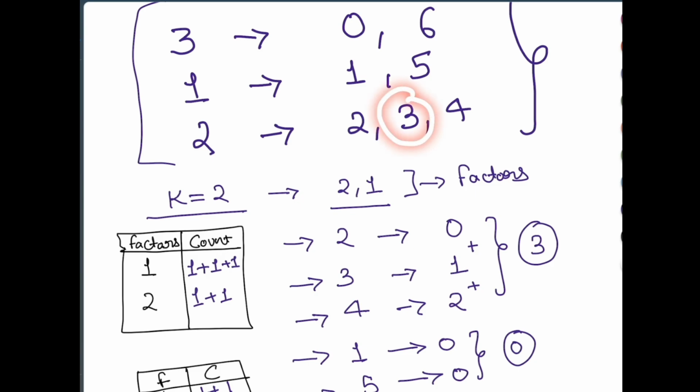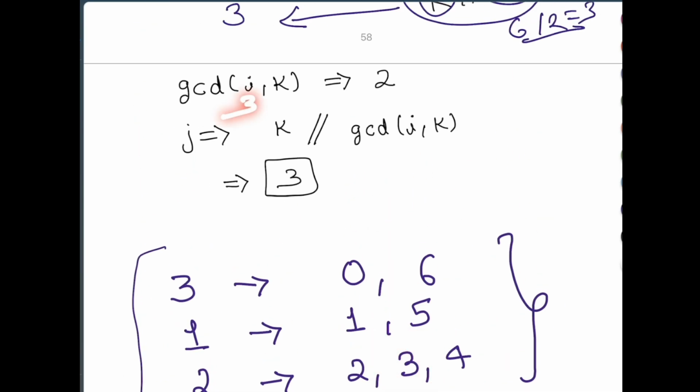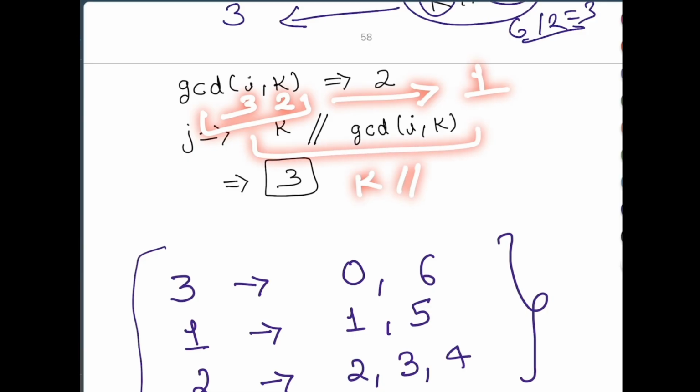So when we are at 3, our i is actually equal to 3, k is 2, right? What is the GCD? The GCD, or the greatest common divisor, is 1. For 3 and 2 it is 1. So let me put it in this particular formula: k divided by GCD. K is 2, so 2 divided by 1 is equal to 2, right?